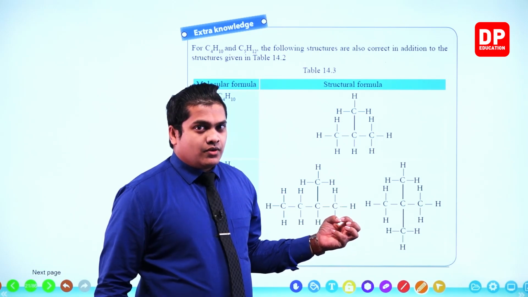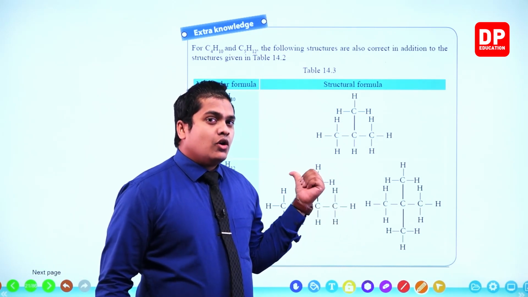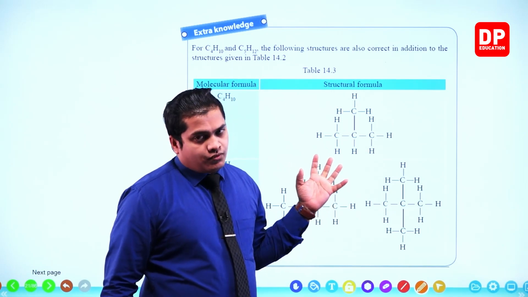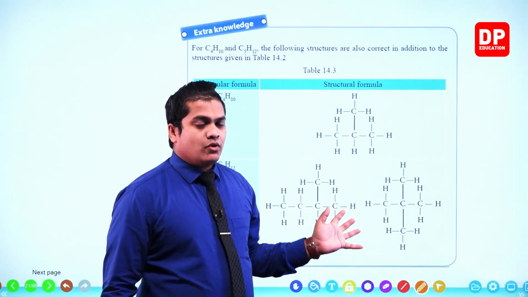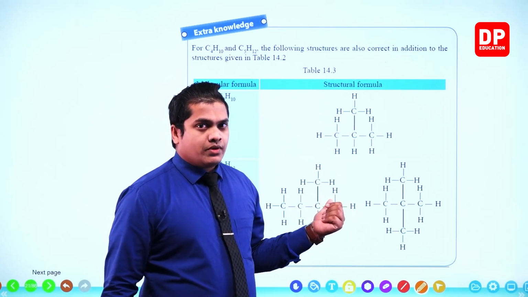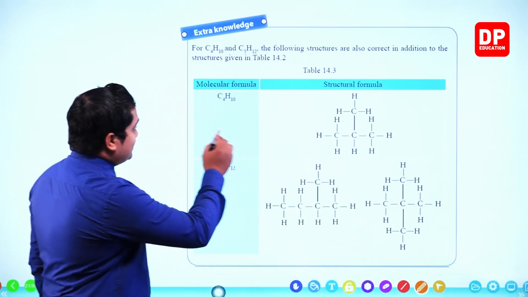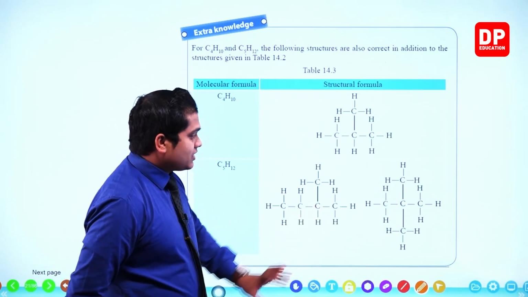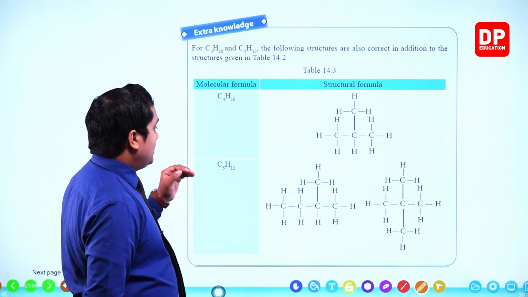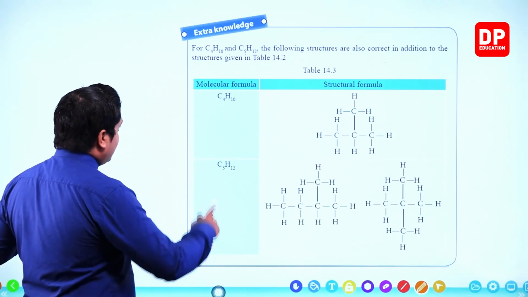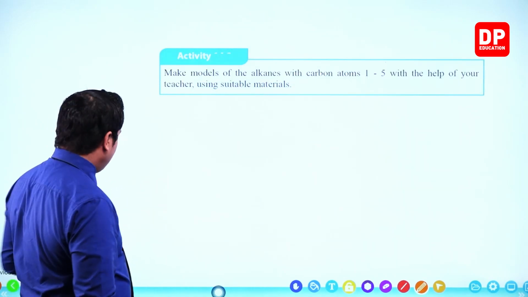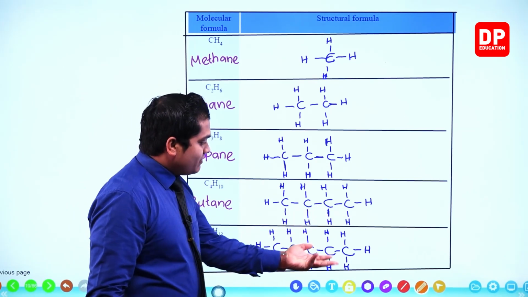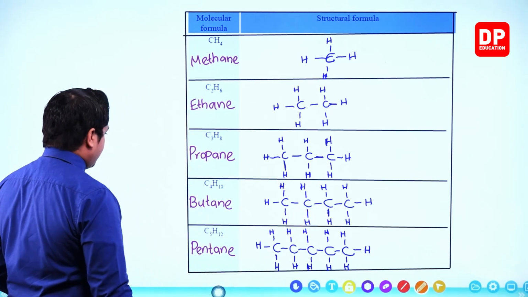These are called equal structures to the previous ones which we took in the previous table. So these structures are also the same as the structural formulas of the previous ones. This C4H10 is butane, C5H12 is pentane. These structures can also be used instead of the pentane and butane structures we took earlier. Earlier we took linear ones, but here there are several branches.